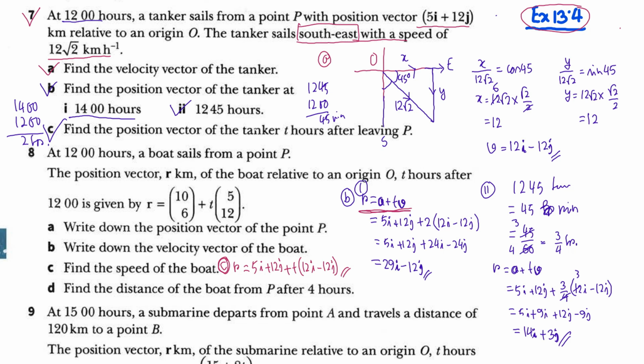You can leave your answer here, or also you can write by taking the i and j common, which gives us 5 plus 12t, and another one, if we take j common, it gives us 12 minus 12t, and this is the final part of this answer. Here we wrote i and j, which is the unit vector in the x-axis and as well unit vector on the y-axis. This is the total working of this question number 7.